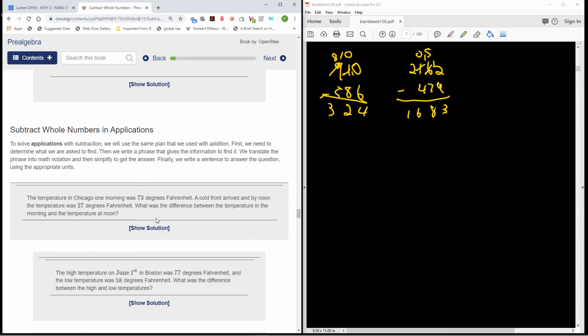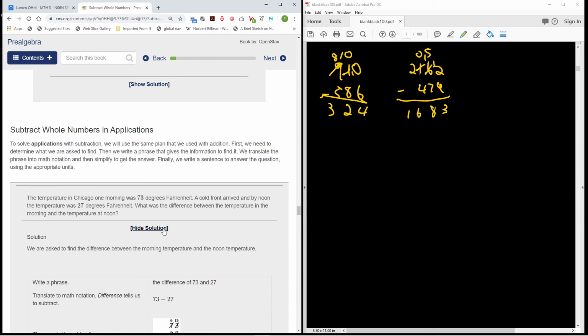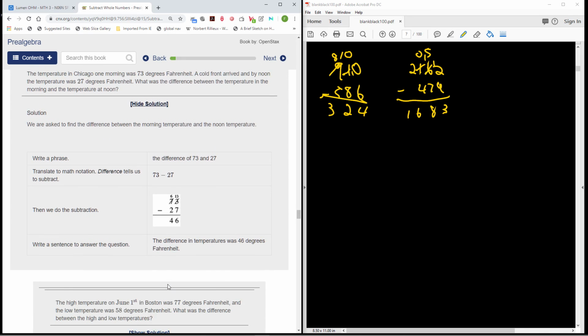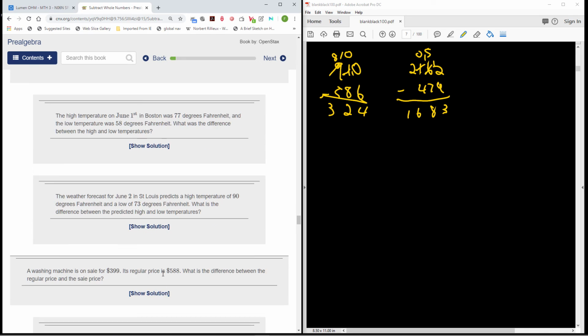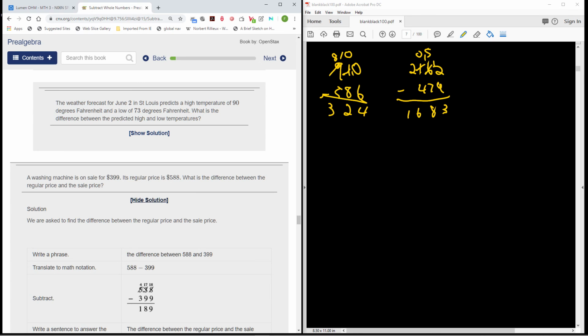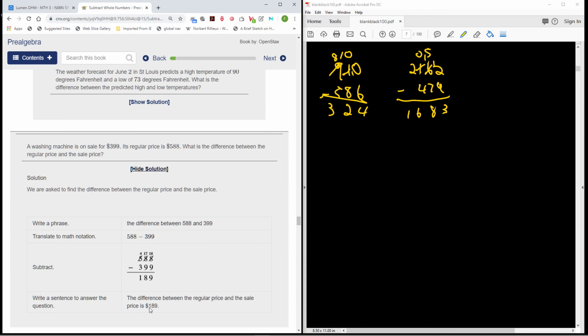So when you're doing these applications here, you want to look for phrases that tell us what type of operation is involved. In this case here, what is the difference between? So I have 73 and 27. So I subtract. Okay. What is the difference between? So you subtract. $588 and $399. $180.